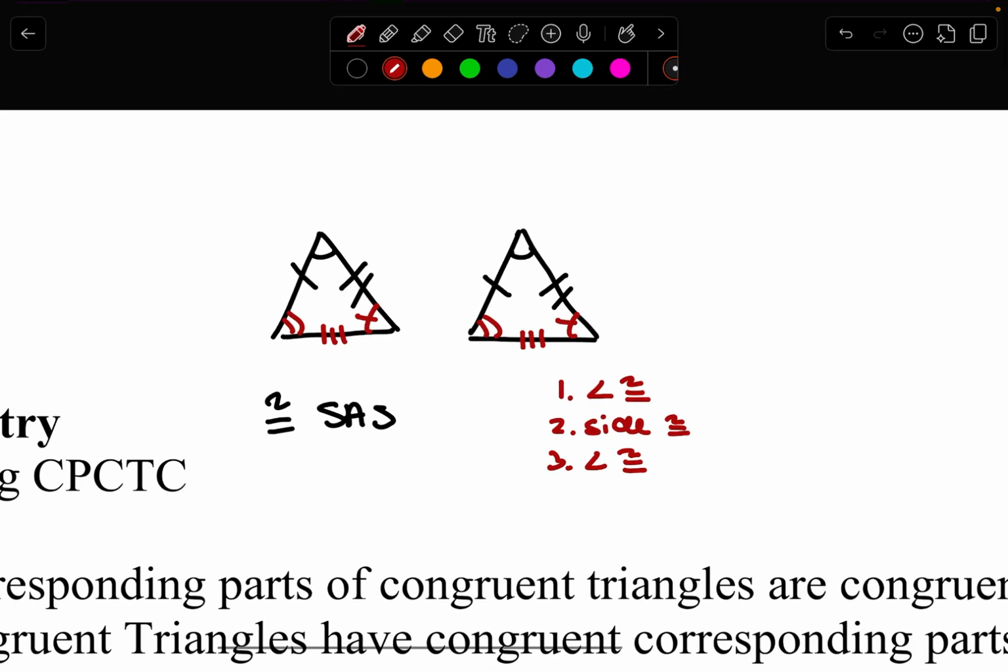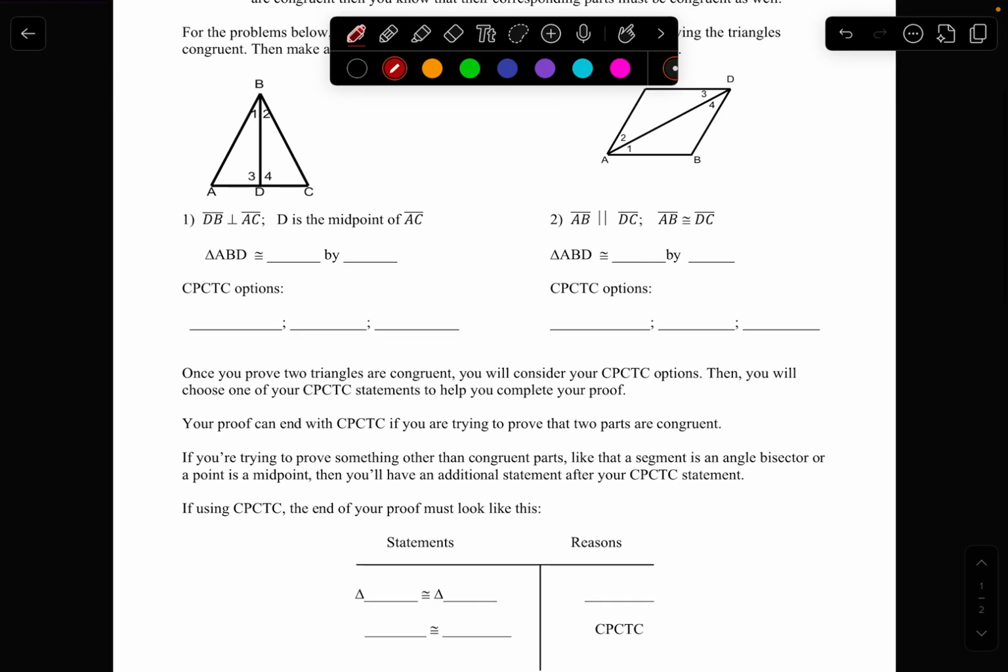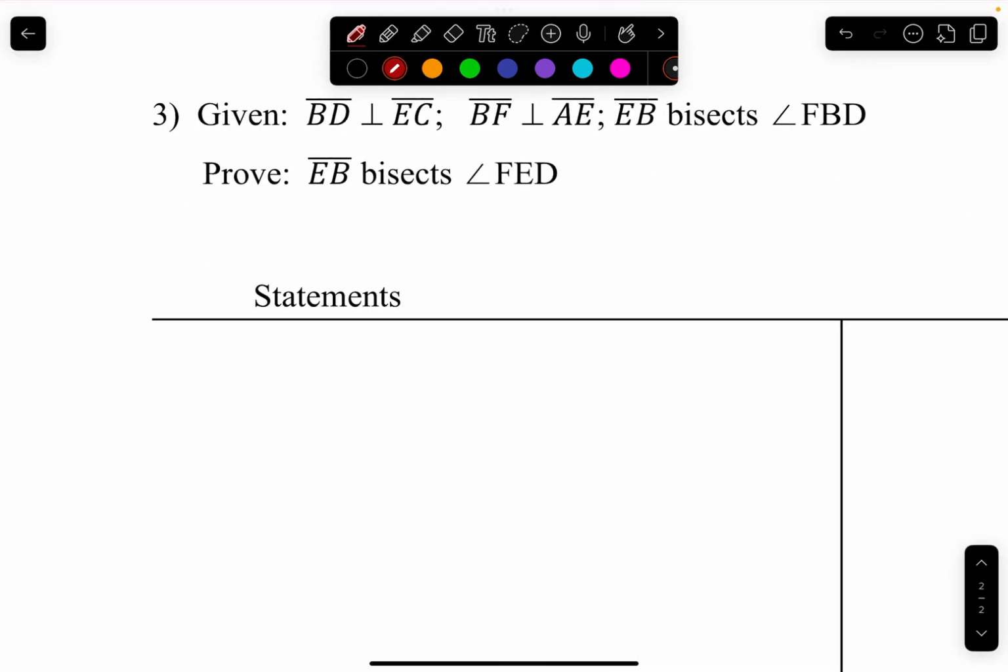Now, we use CPCTC if we are trying to prove something other than our triangles are congruent. So in everything that we've done so far, 3 through 3.5 or whatever it was, our whole goal was to prove that our triangles were congruent. That was always the last statement that we had in our proof. However, what we're going to be looking at today is how to prove other things are true. So for example, in this picture, we need to prove that EB bisects angle FED. We're no longer proving triangles are congruent.